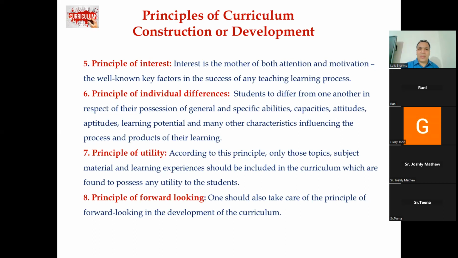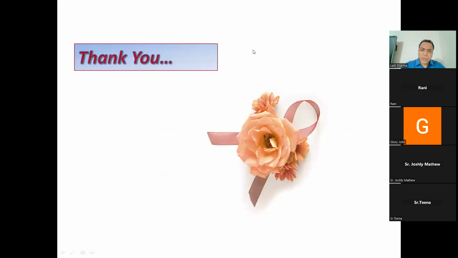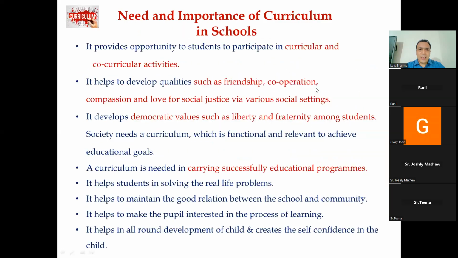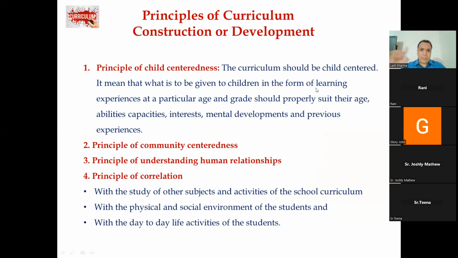You are not doing well with them, because in a class there are some average students, some below average, some high average students, some intelligent students. So these are individual differences you have to keep in your mind. Principle of utility, principle of forward looking. So these are all the principles of constructing a curriculum. Principle of curriculum construction, the principle of development.